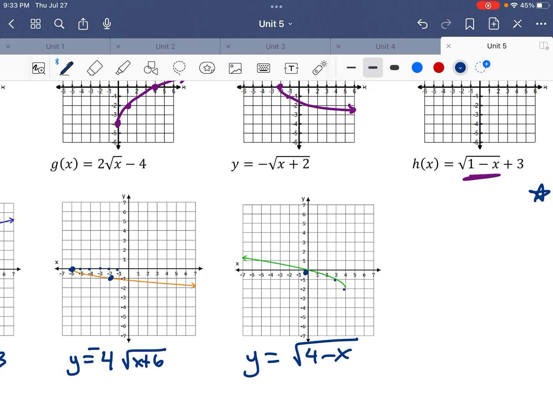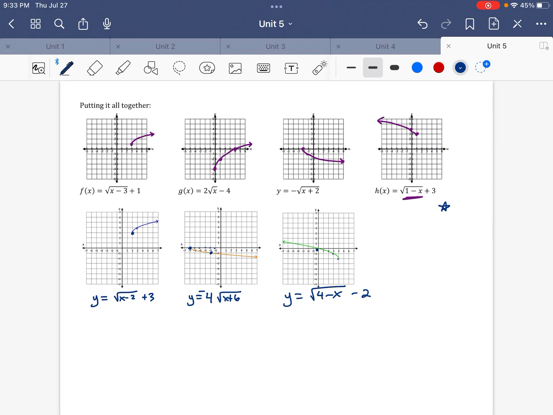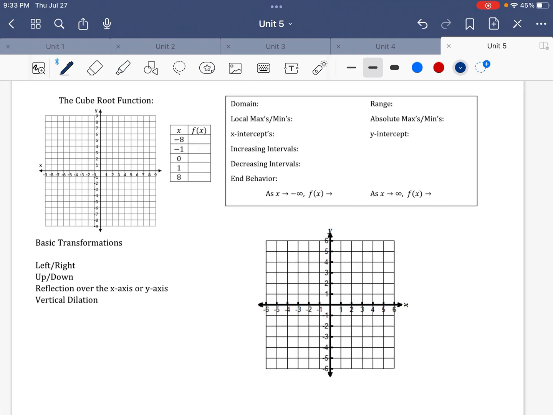Okay, and let's check our pattern. 1, 1, 2, 4, no stretch or shrink, and it is moved down 2. And there you have it.